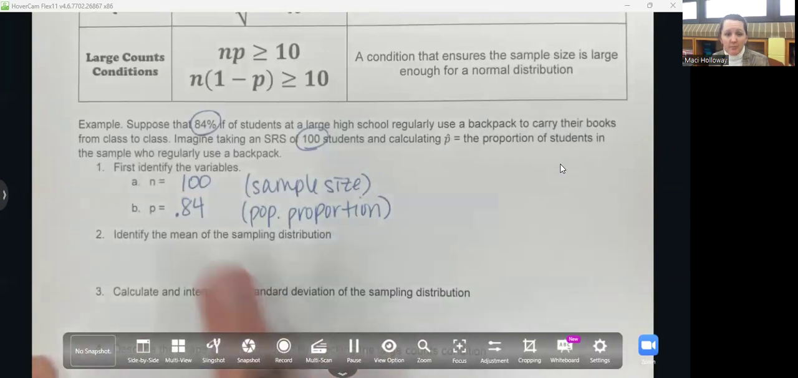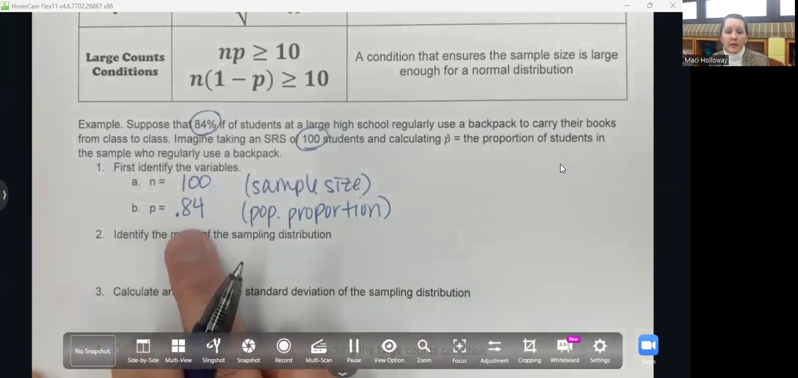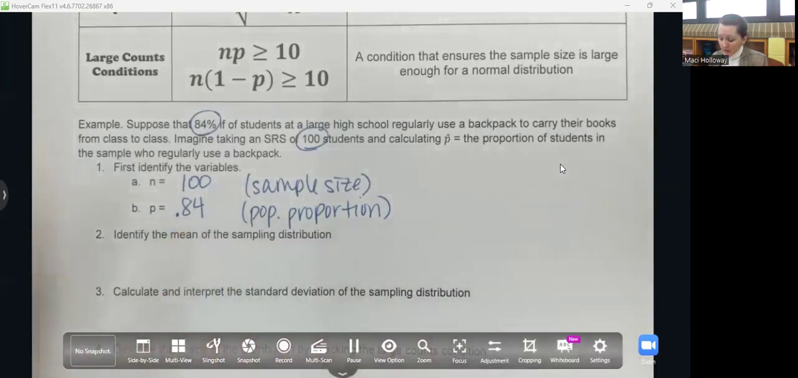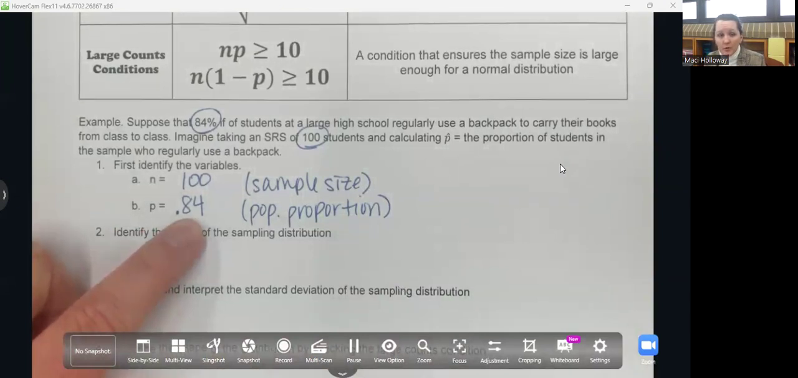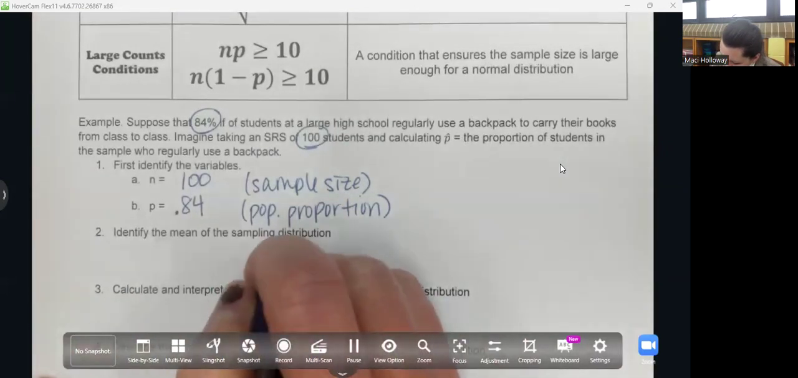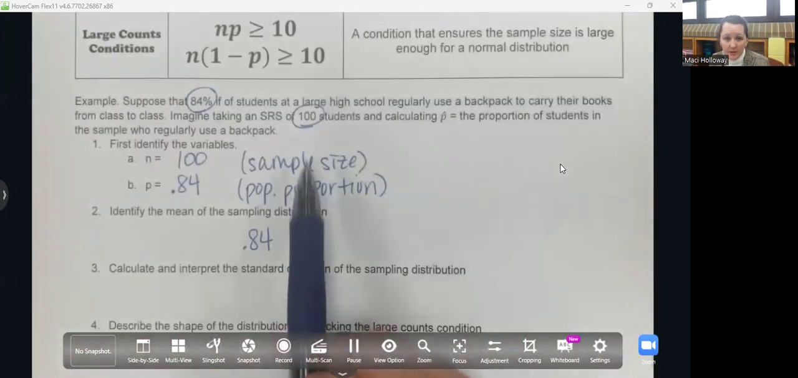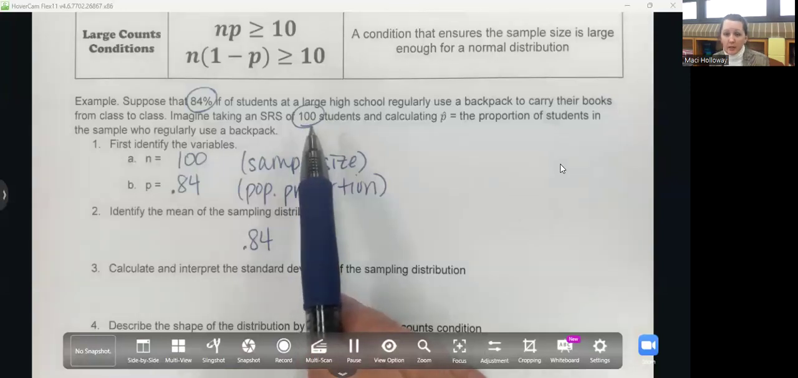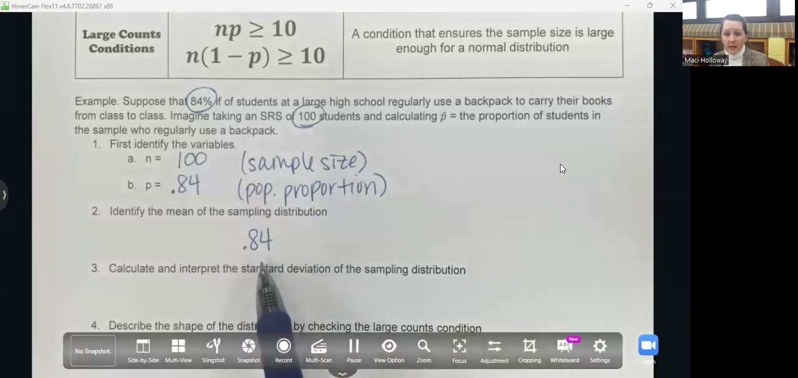We want to identify the mean of the sampling distribution. As I take a sample of these students, my assumption is that the mean is going to be equal to the population proportion, so the average will also be 84%. So the mean is going to be 0.84, right? So 84% of these 100 students are going to be carrying a backpack. Out of the 100 students, my assumption is that 84 of them will have a backpack.